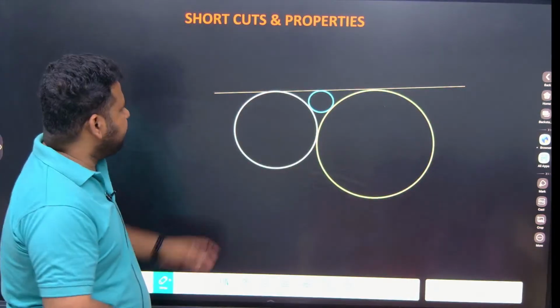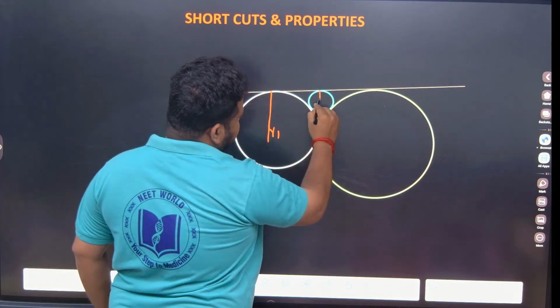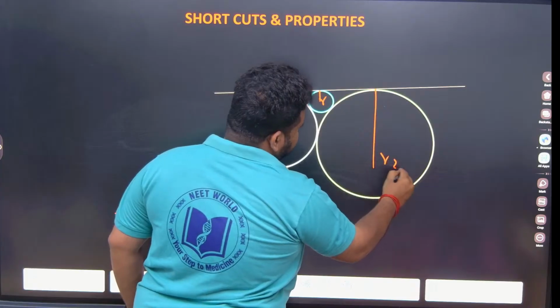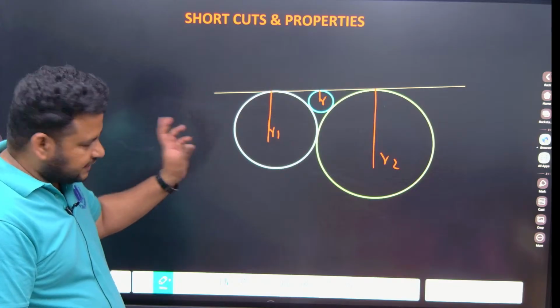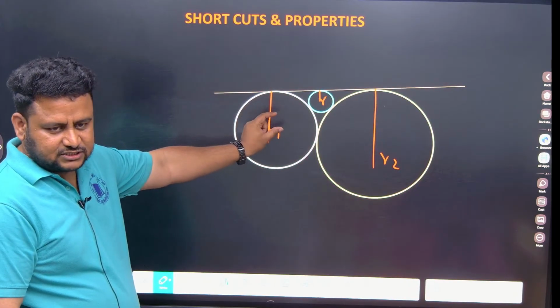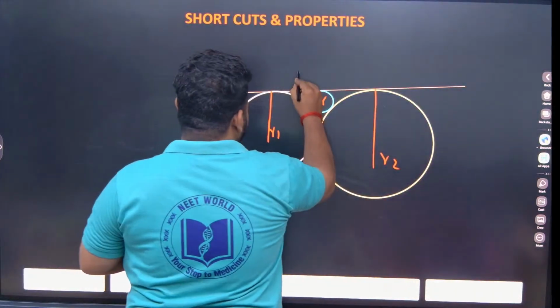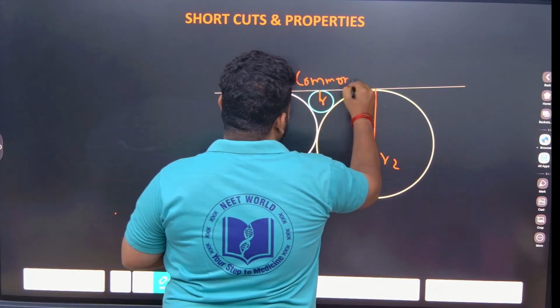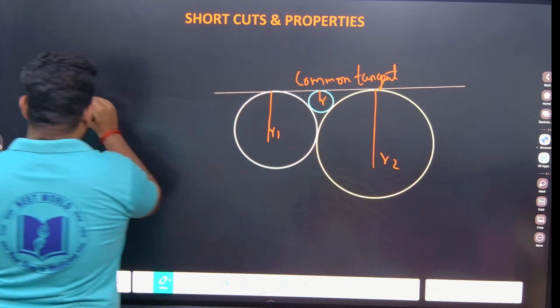So suppose they have given 3 circles, shortcuts and properties here. Suppose this circle is having the radius R1, this is radius R, and this is having radius R2. Out of these circles, the radius which is the least, that one you have to consider when they give like this. That relation is given by, please write down the relation. This is the common tangent, and 2 relations you have to write down.